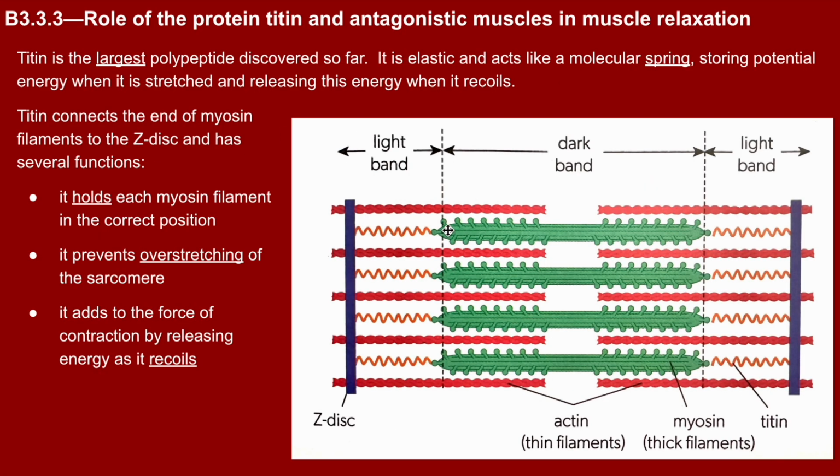Now, here we have the largest polypeptide discovered so far, called titin, indicated by this orange little spiral. Its job is to hold the myosin filaments in the correct position. It also prevents overstretching of the sarcomere, but it also acts like a spring and adds to the force of contraction by releasing energy as it recoils.